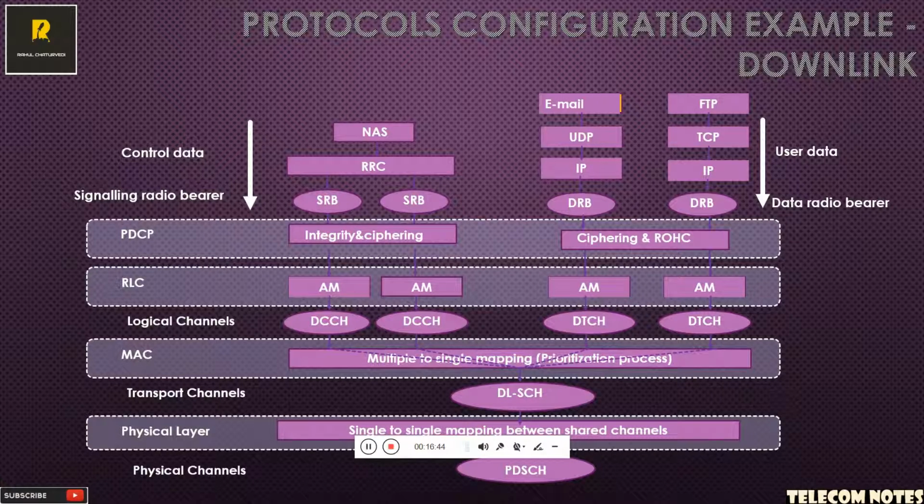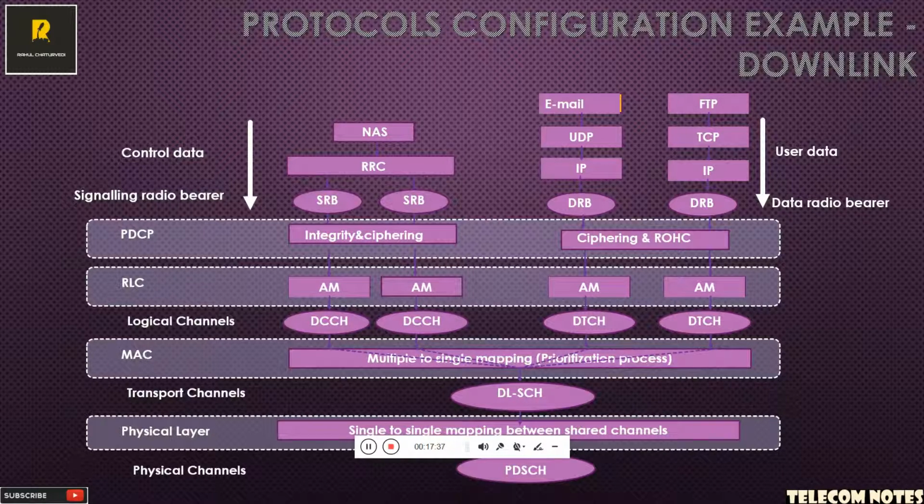For example, we have taken DCCH, and after that multiple to single mapping is done, because in the transport channels we have the downlink shared channel that is shared by multiple logical channels. So it's mapped over DLSCH, and single to single mapping to the physical channel, because in the physical channels we also have a shared channel, PDSCH, the physical downlink shared channel. For user data we have taken the example of email and FTP. Email uses the UDP protocol, and FTP uses the TCP protocol. In both cases the DRB, data radio bearer, is created.